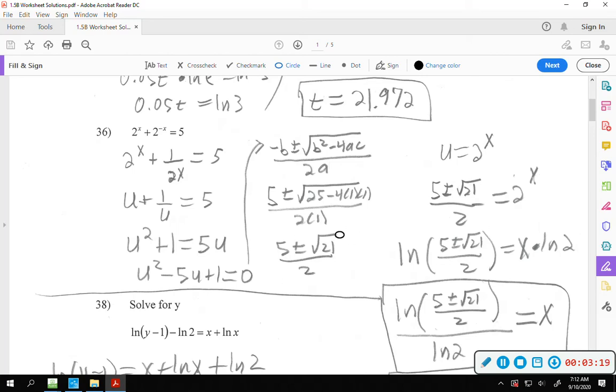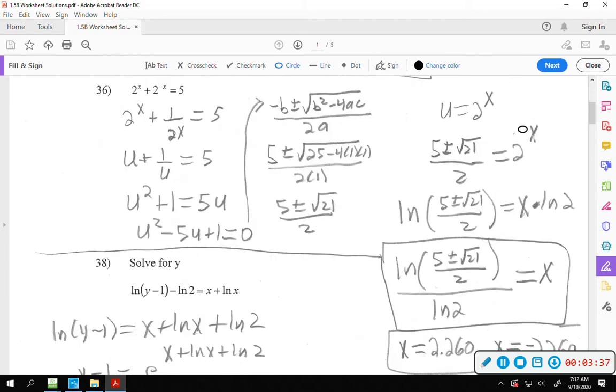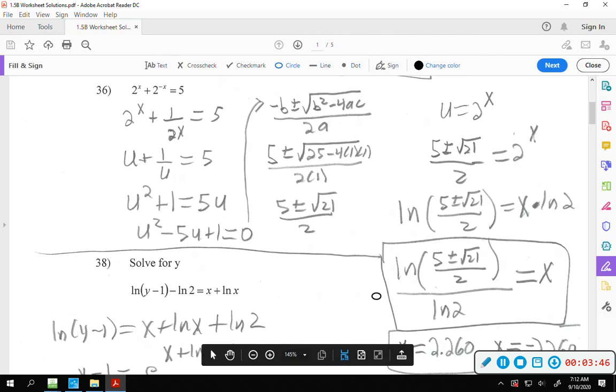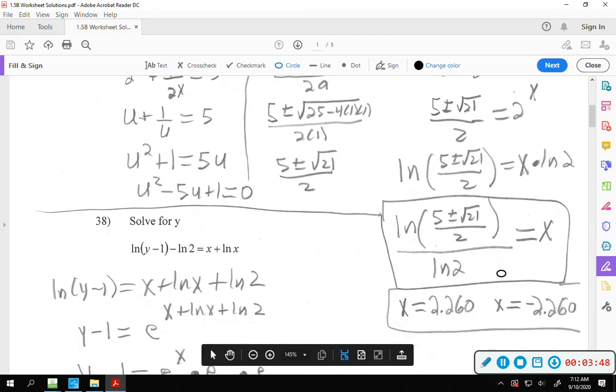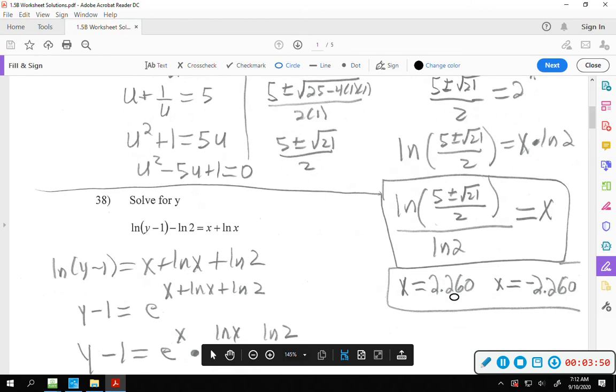For u, I still have not solved for x. So I have to plug this in for u right here. Now how do I solve for a variable that is in the exponent? I take the natural log of both sides. Why? So that I can drop down the exponent of the argument out in front of the natural log. And then I can divide both sides by the natural log of 2. This is the analytical solution, the exact solution, and here are the 2 decimal values.